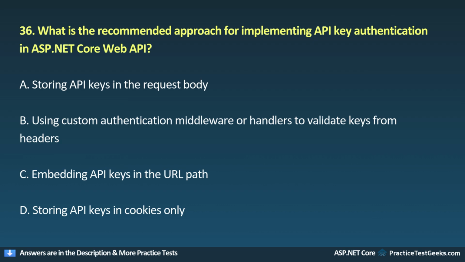36. What is the recommended approach for implementing API key authentication in ASP.NET Core Web API? A. Storing API keys in the request body. B. Using custom authentication middleware or handlers to validate keys from headers. C. Embedding API keys in the URL path. D. Storing API keys in cookies only.